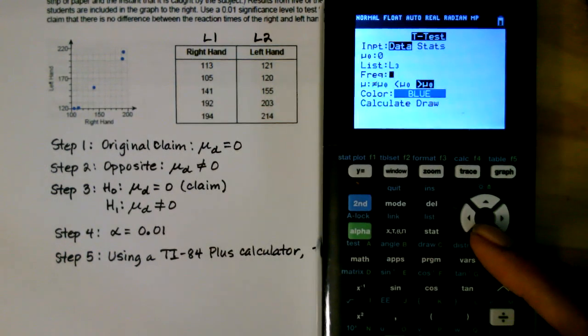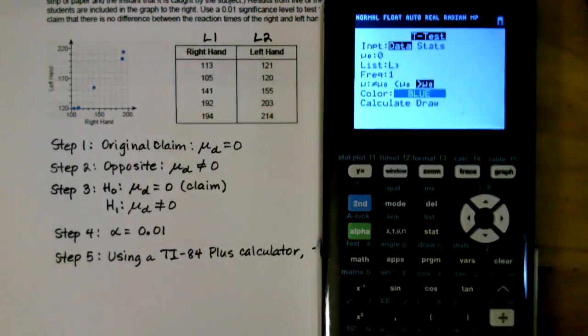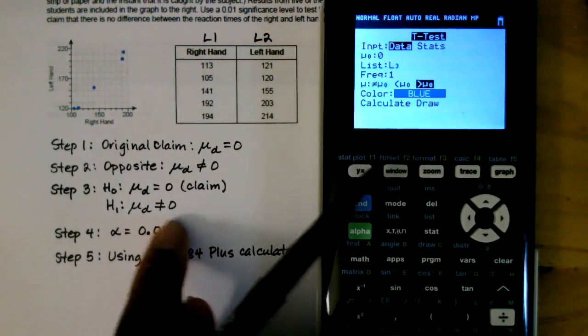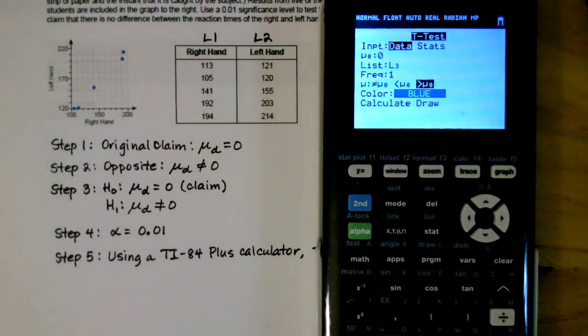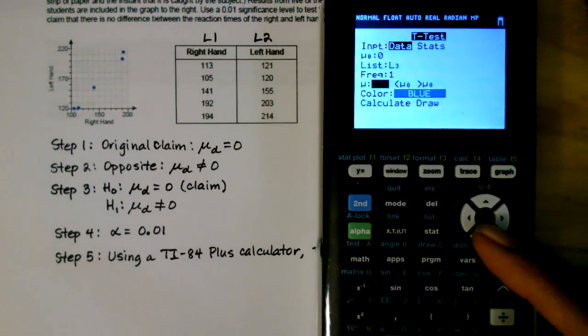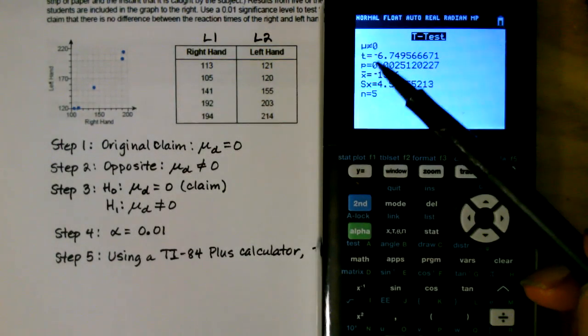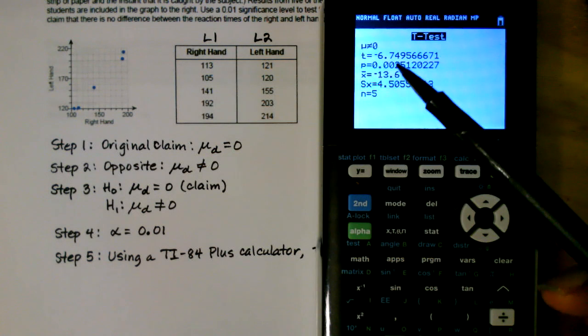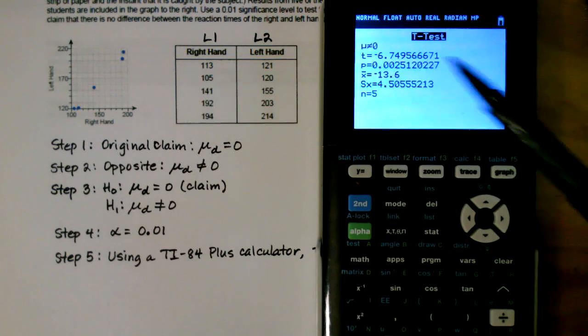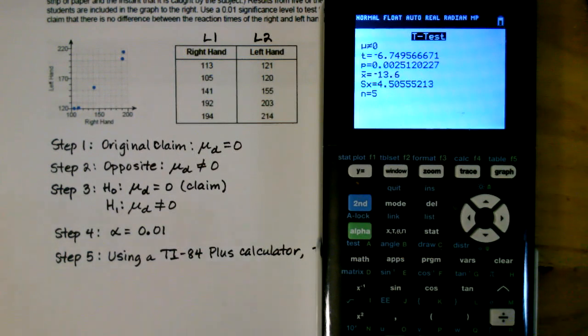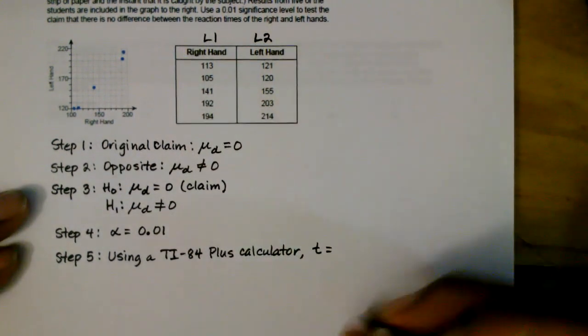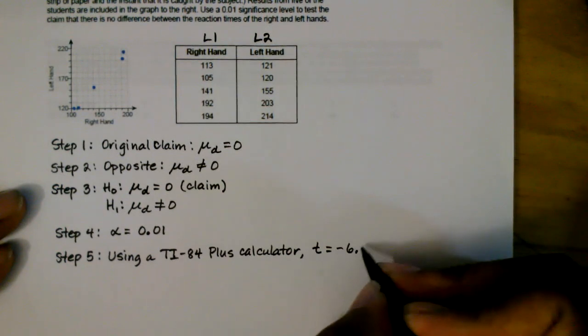Frequency 1. Now, for my alternative hypothesis, it does say not equal to 0. So I need to put the cursor over not equal to 0 and press enter, because that will be my alternative hypothesis that I'm dealing with here in this problem. Go all the way down to calculate and press enter. And here's your test statistic, negative 6.750, if I round this up to 3 decimal places. So your t-test statistic is negative 6.750.